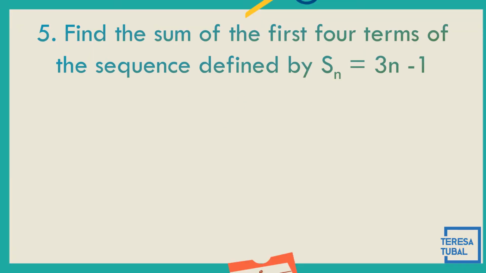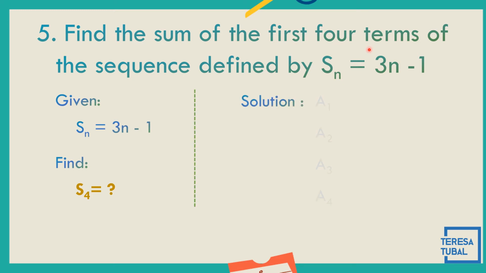Let us find the sum of the first four terms of the sequence defined by S sub n is equal to 3n minus 1. So first four terms, we need to replace the value of n by 1, 2, 3, and then 4. So our given S sub n is equal to 3n minus 1. So we need to identify the first four terms. So it means the first four terms, that is first term, second term, third term, and then our fourth term.